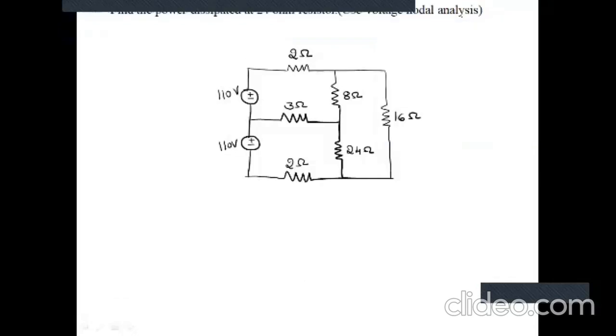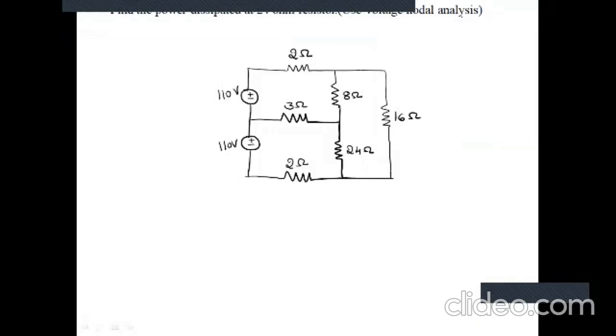Hello students, today we are going to solve this particular problem using voltage nodal analysis. The question is: find the power dissipated at the 24 ohm resistor, and they have mentioned to use voltage nodal analysis. So first of all, what we have to note here is how many nodes are there?